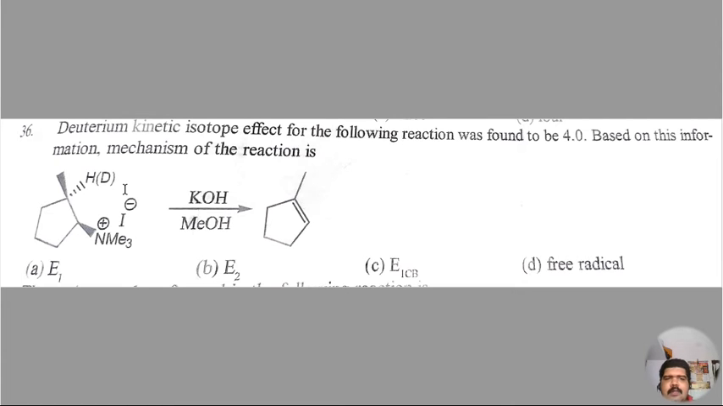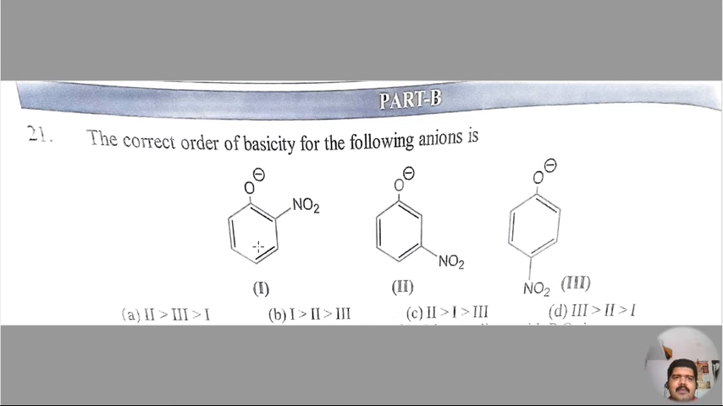So that means the rate determining step, or the slowest step, consists of the breakage of deuterium, which is happening only in the case of E2 mechanism. E1CB is not possible because there is no electron withdrawing group. Free radical is not possible, and out of E1 and E2, E2 will be your right answer.